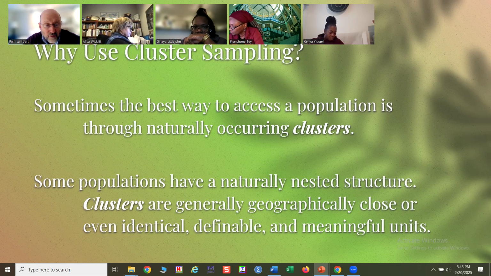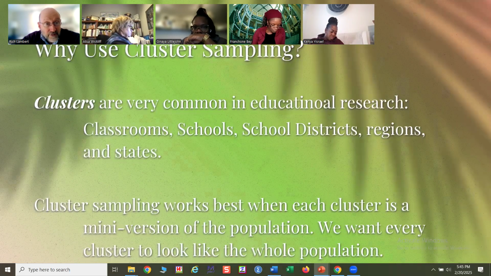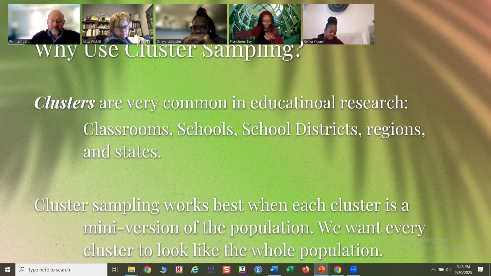And so of course you want to consider, does the population you're working with have some naturally nested or clustered structure that consists of geographically defined or close or even identical units like schools or classrooms? So as I've been saying all along this week and last week, clusters are very common in educational research. Schools, classrooms, school districts, regions, states, right? Our world is organized that way.